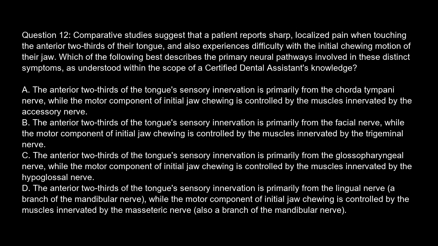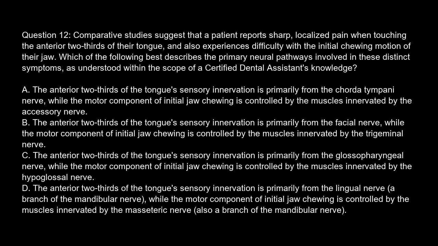Option A. The anterior two-thirds of the tongue sensory innervation is primarily from the chorda tympani nerve, while the motor component of initial jaw chewing is controlled by the muscles innervated by the accessory nerve. Option B. The anterior two-thirds of the tongue sensory innervation is primarily from the facial nerve, while the motor component of initial jaw chewing is controlled by the muscles innervated by the trigeminal nerve. Option C. The anterior two-thirds of the tongue's sensory innervation is primarily from the glossopharyngeal nerve, while the motor component of initial jaw chewing is controlled by the muscles innervated by the hypoglossal nerve.